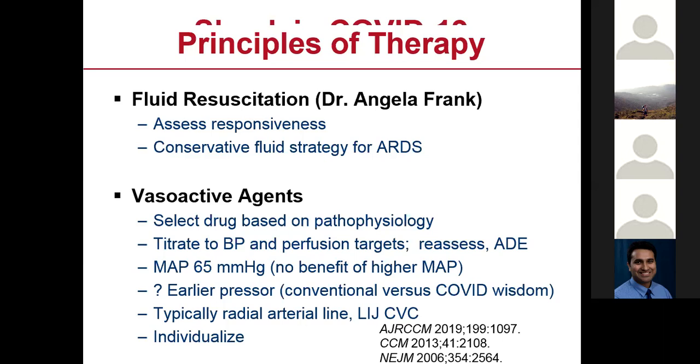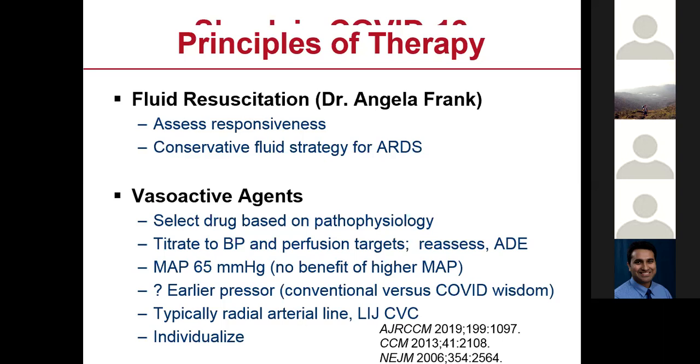So you're going to set your MAP goal, continue to reassess your patient, as well as all of those markers of perfusion and shock, and titrate to your targets. We're probably going to use pressors earlier to avoid fluids. And if you have a patient in your ICU, most typically you're going to involve a radial arterial line for continuous blood pressure monitoring, and mostly you're going to be administering these medications via central access.